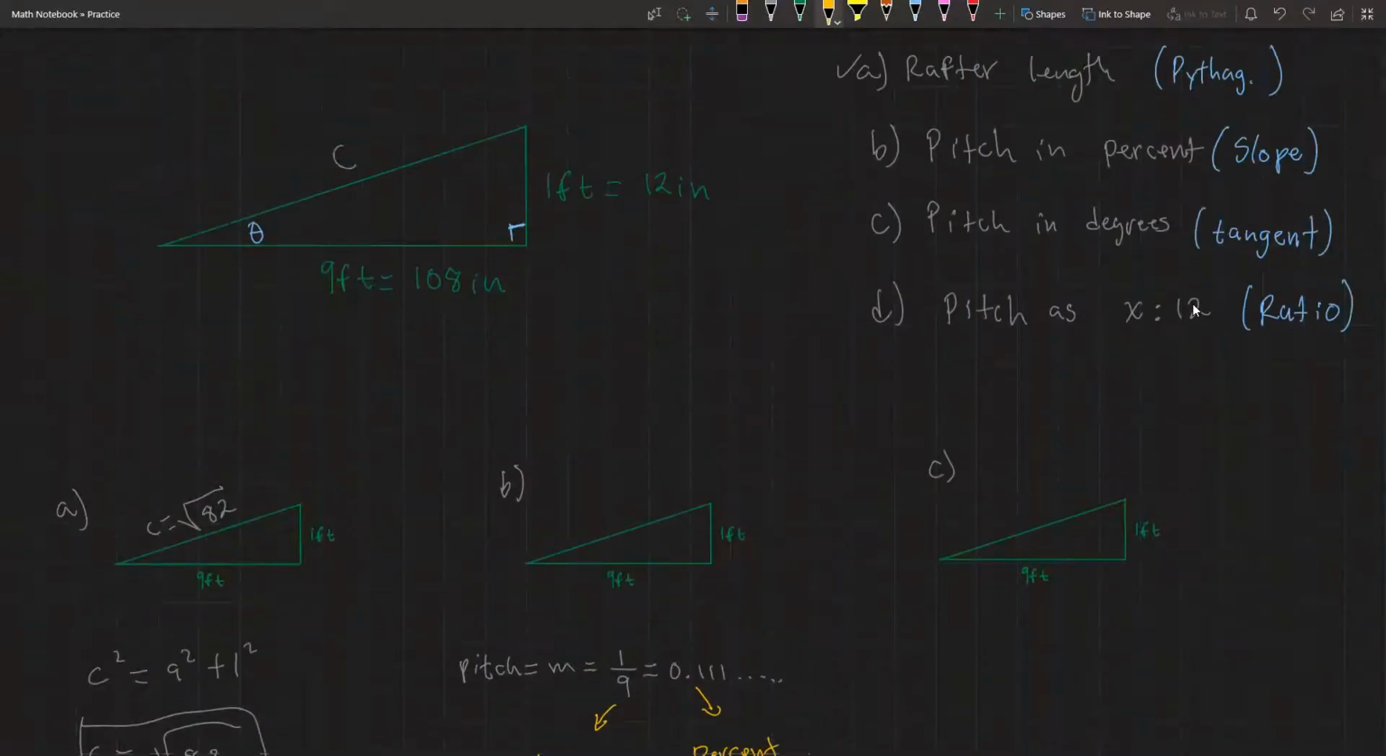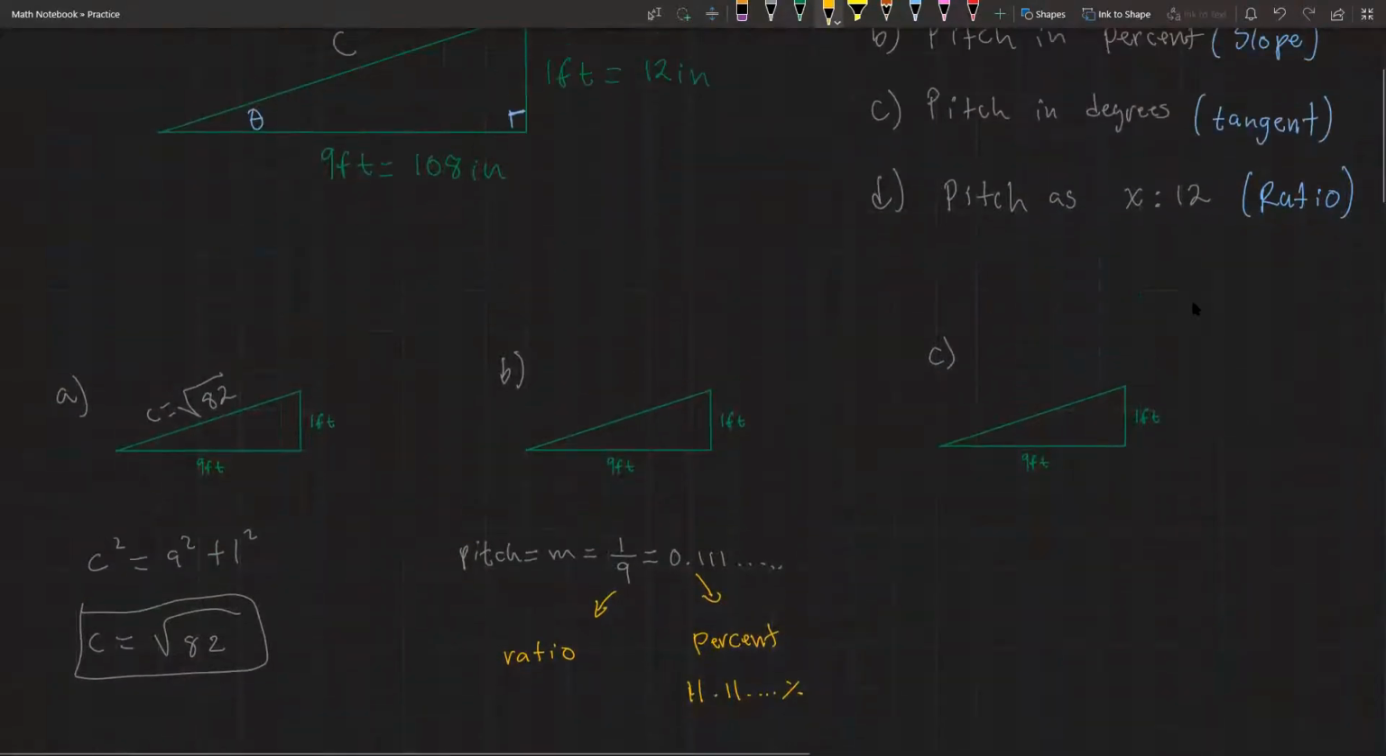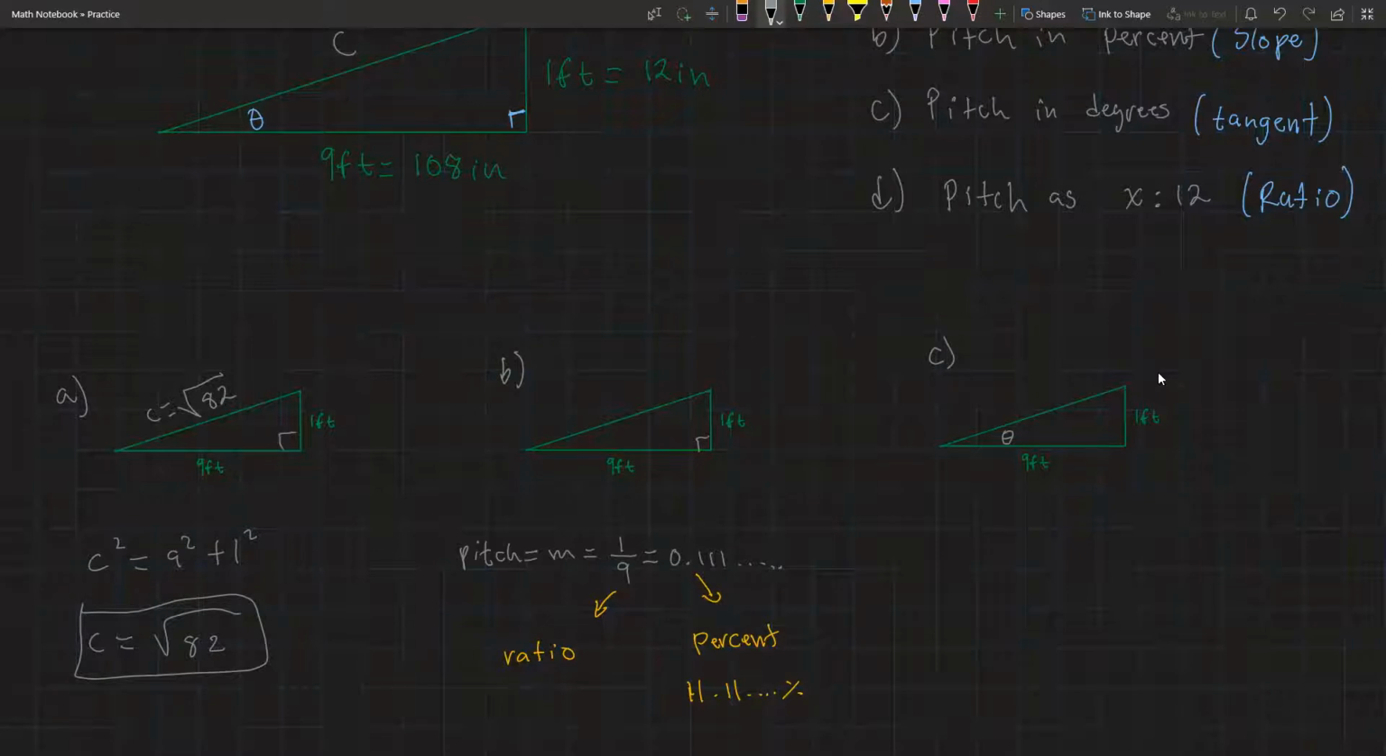All right, the next idea in letter C is to find it in degrees now. The pitch was represented as a ratio. Now let's represent it in degrees, okay? So meaning, what is this angle down here created by those two sides, all right? So not the right angle. Oh, and I forgot to point out, these are all right angles. That's implied here, otherwise all this math wouldn't work.